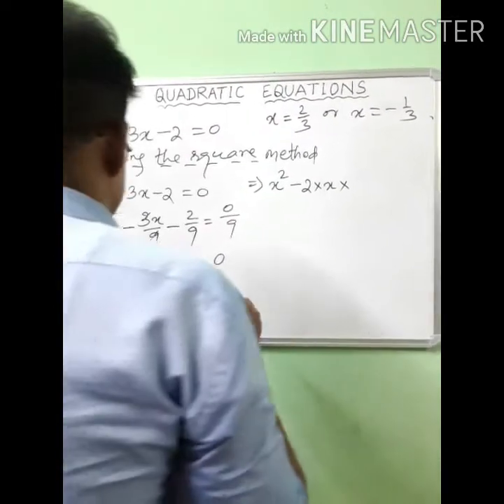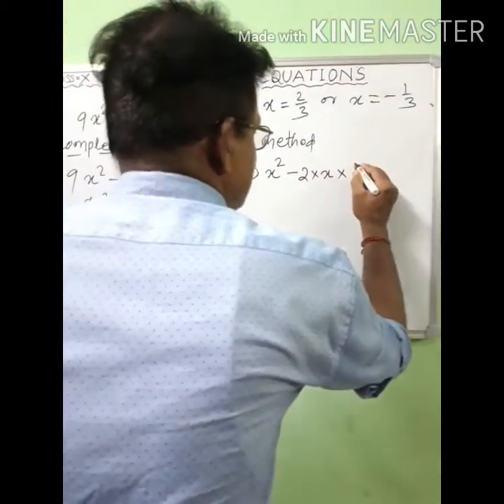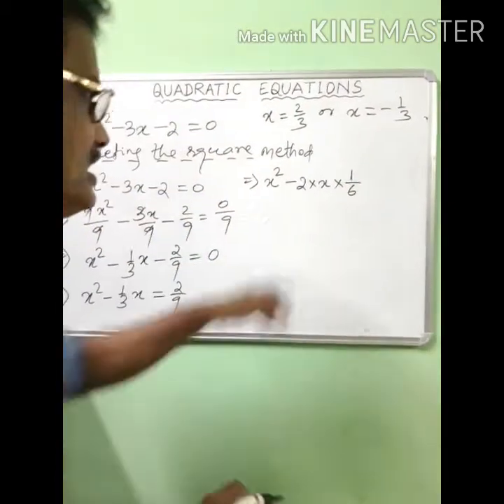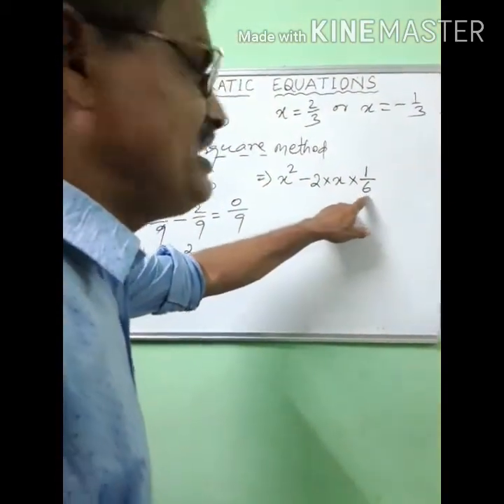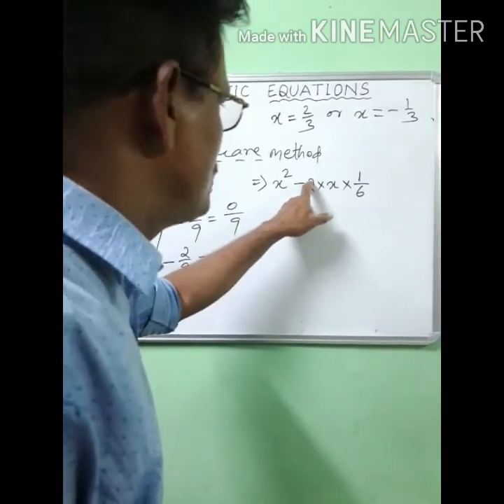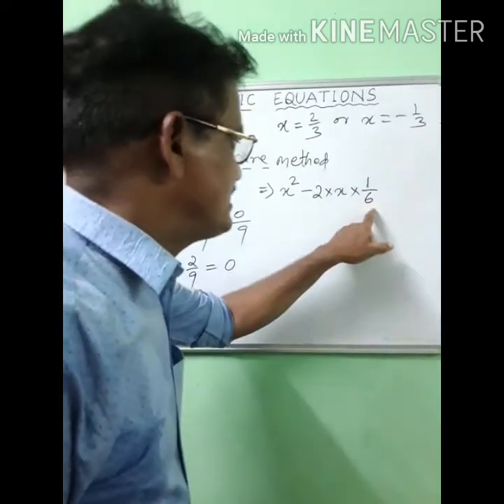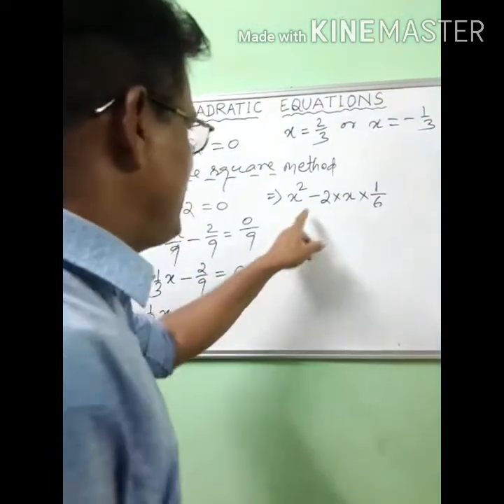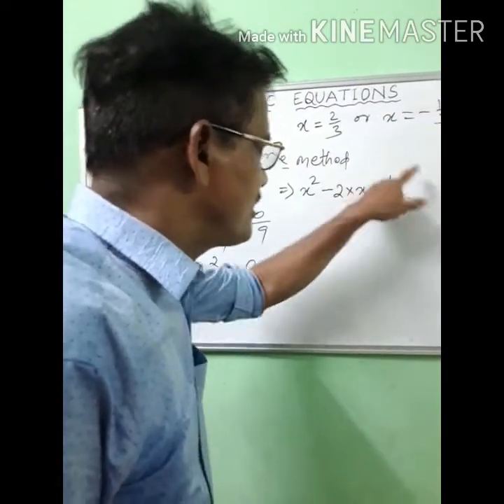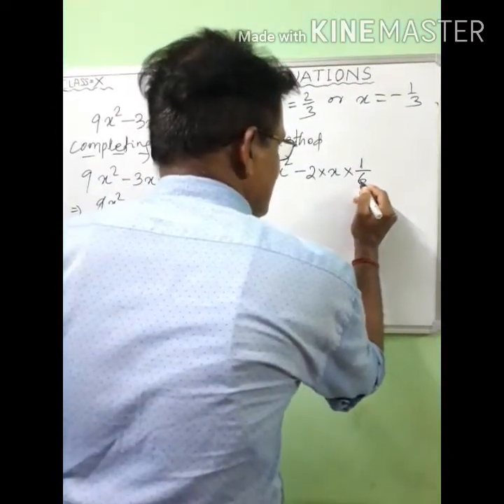So that means into 1 by 6. 1 by 6. Clear? 2ab. So b is equal to what? 1 by 6. That means if you simplify it, 2 and 6, 2 3s are 6, 1 by 3x. Clear? The result is minus 1 by 3x. Okay.